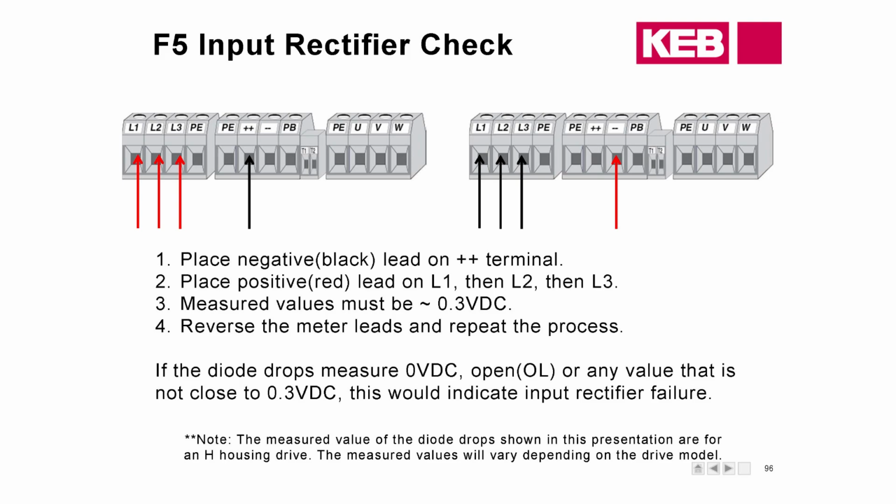0.5? Okay, so that's about right. Anything around 0.3 volts DC is what you should be reading. 0.4, 0.5, that's fine. If you're reading something way out of bounds or a short, that's going to indicate that you have a problem. So again, you have to go to all three phases, L1, 2, and 3. They should all read approximately the same.